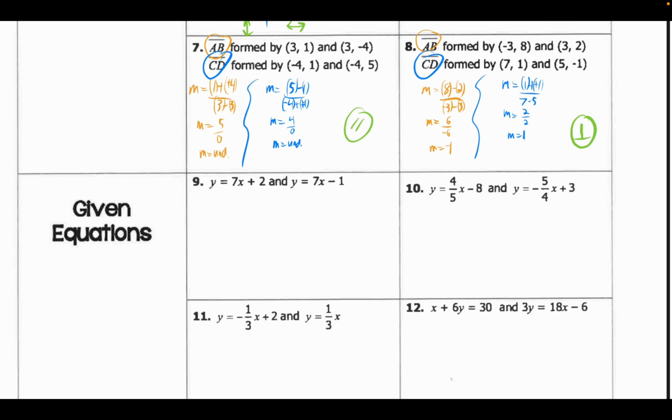Now, once we're moving on to problem 9, we're now doing a different thing, where we're given the equation. So rather than given points, we're given the equation, and then asked to find the slope of each, so that way we can compare them.